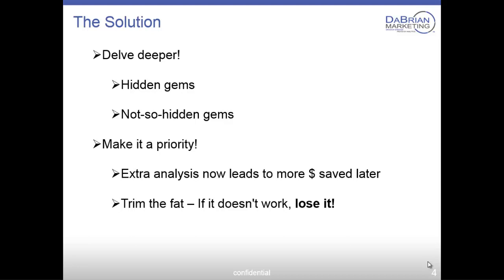One of the big things I need to stress here, and it's a common pitfall when we initially get in with clients, is that it's not a direct priority. It really needs to be. You need to get buy-in on this because it will lead to better ROI and better marketing dollar allocation. So essentially, as you can see here on the slide, extra analysis now leads to more money saved later. If you can trim the fat, that's fantastic. If it doesn't work, lose it.